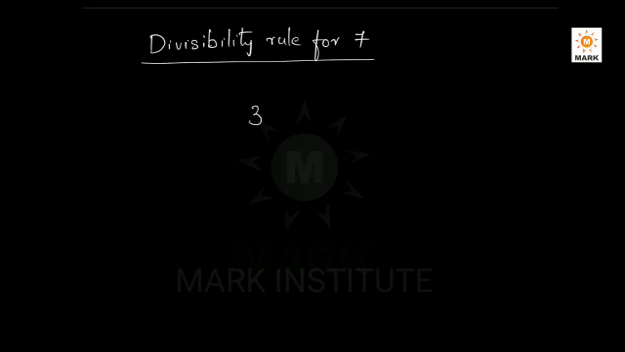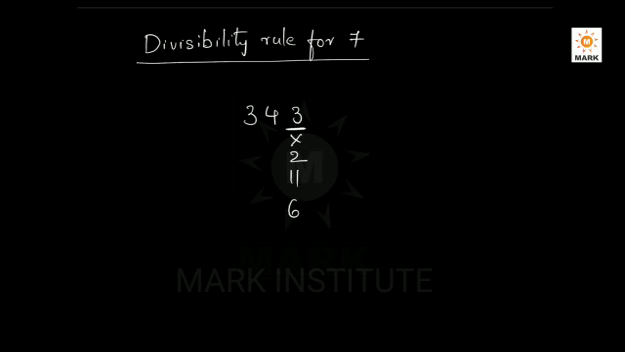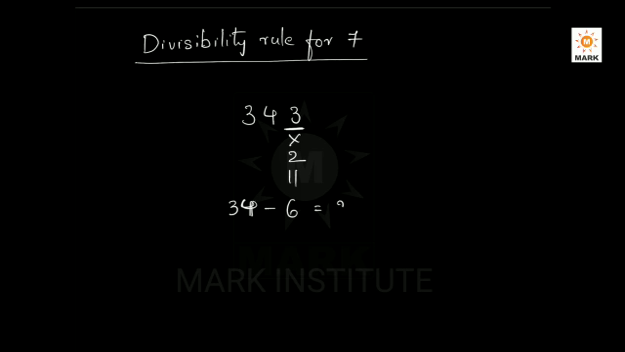Suppose we take a number called 343. Everybody knows that 7 cubed is 343, so it is divisible by 7, but let us check whether our trick works. Whenever any natural number is given to you, take the units digit first. Here in 343, the units digit is 3. Double it, multiply by 2, and you get 6. Subtract that from the remaining number, which is 34. So 34 minus 6 is equal to 28.